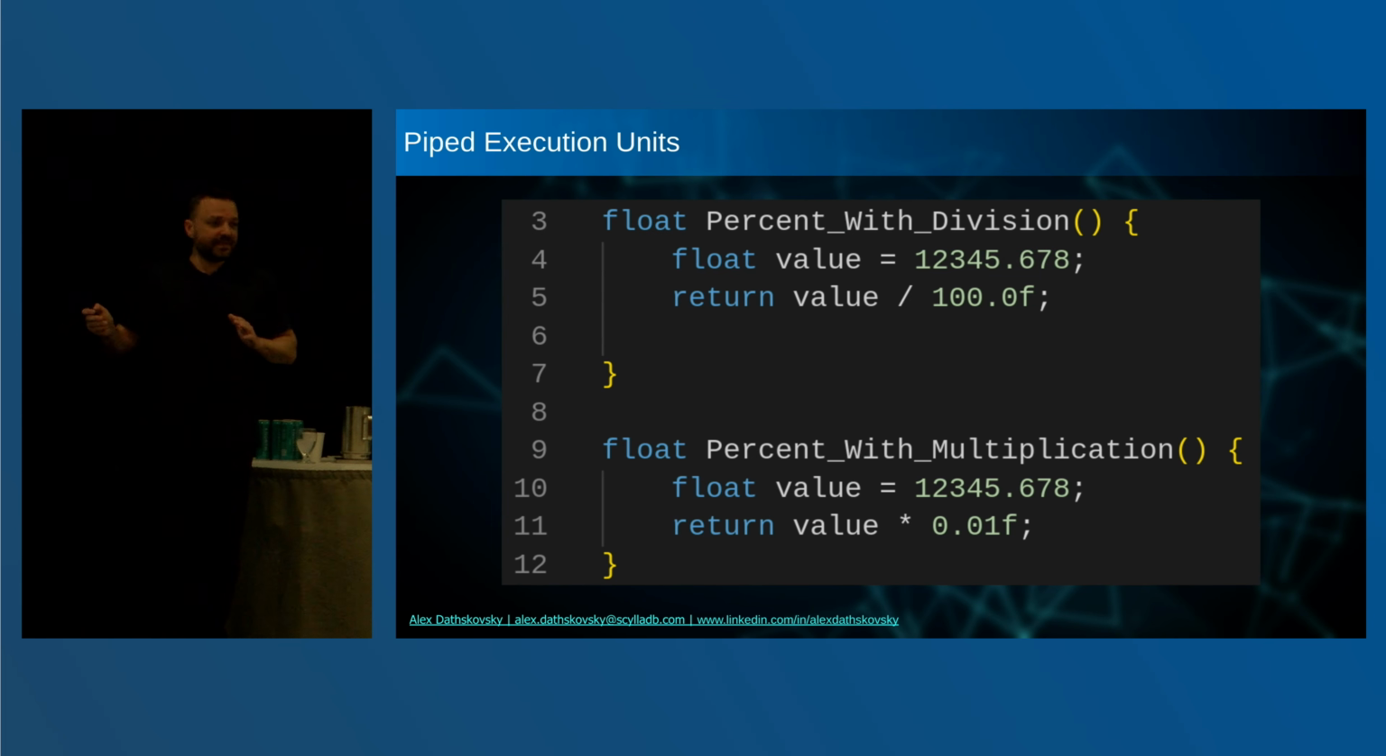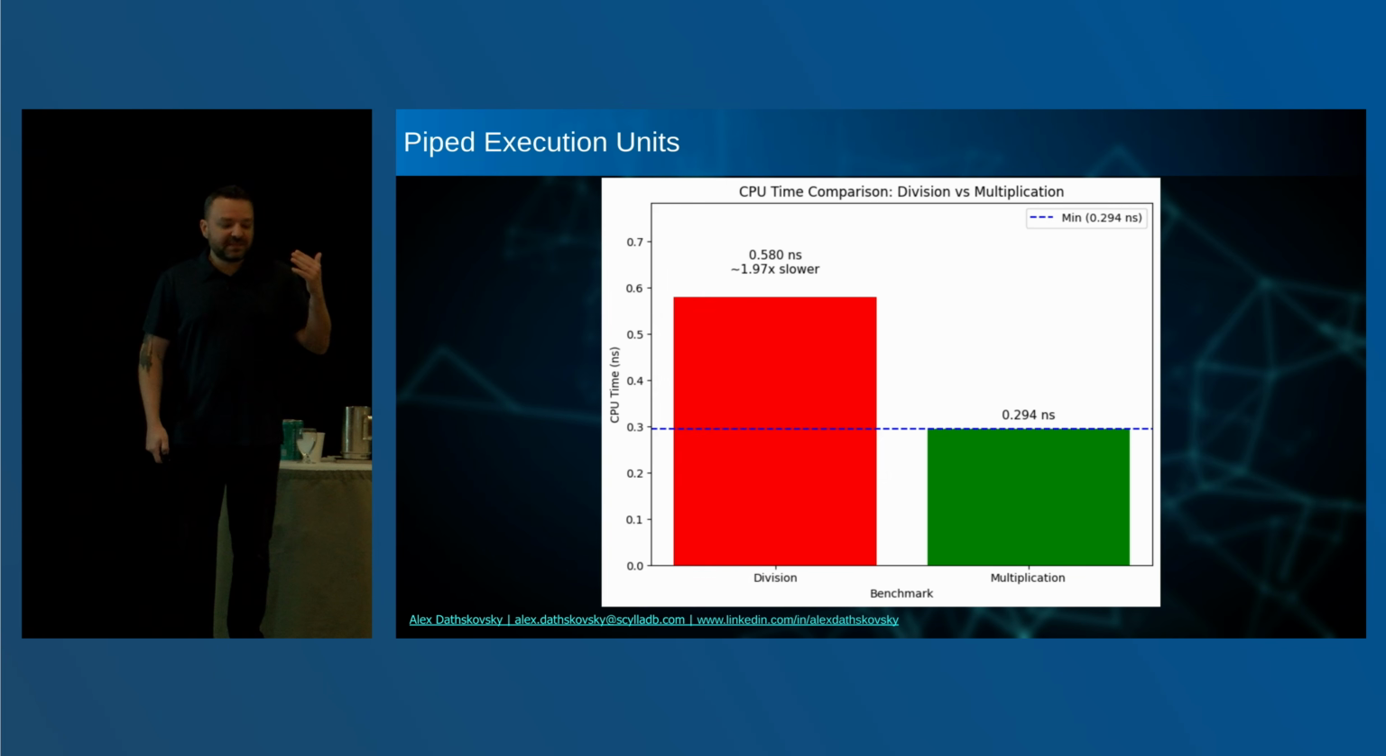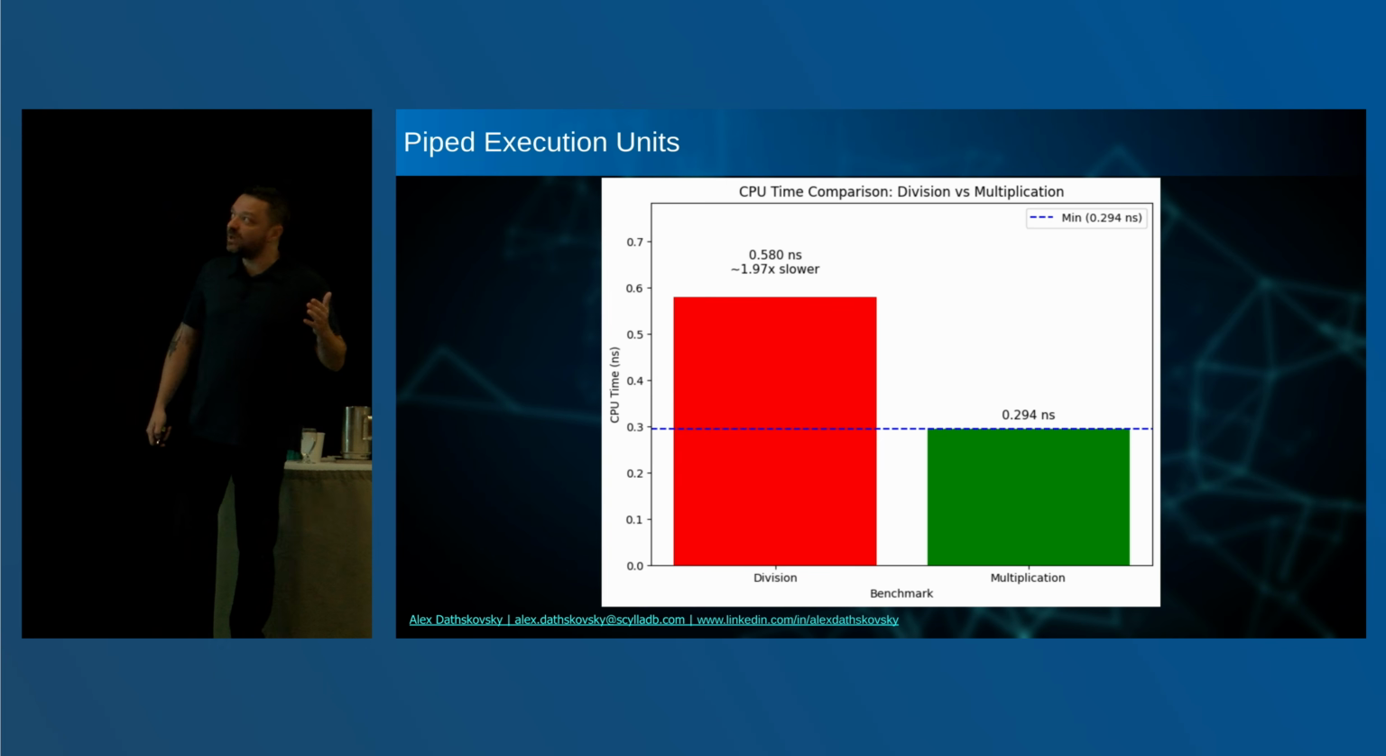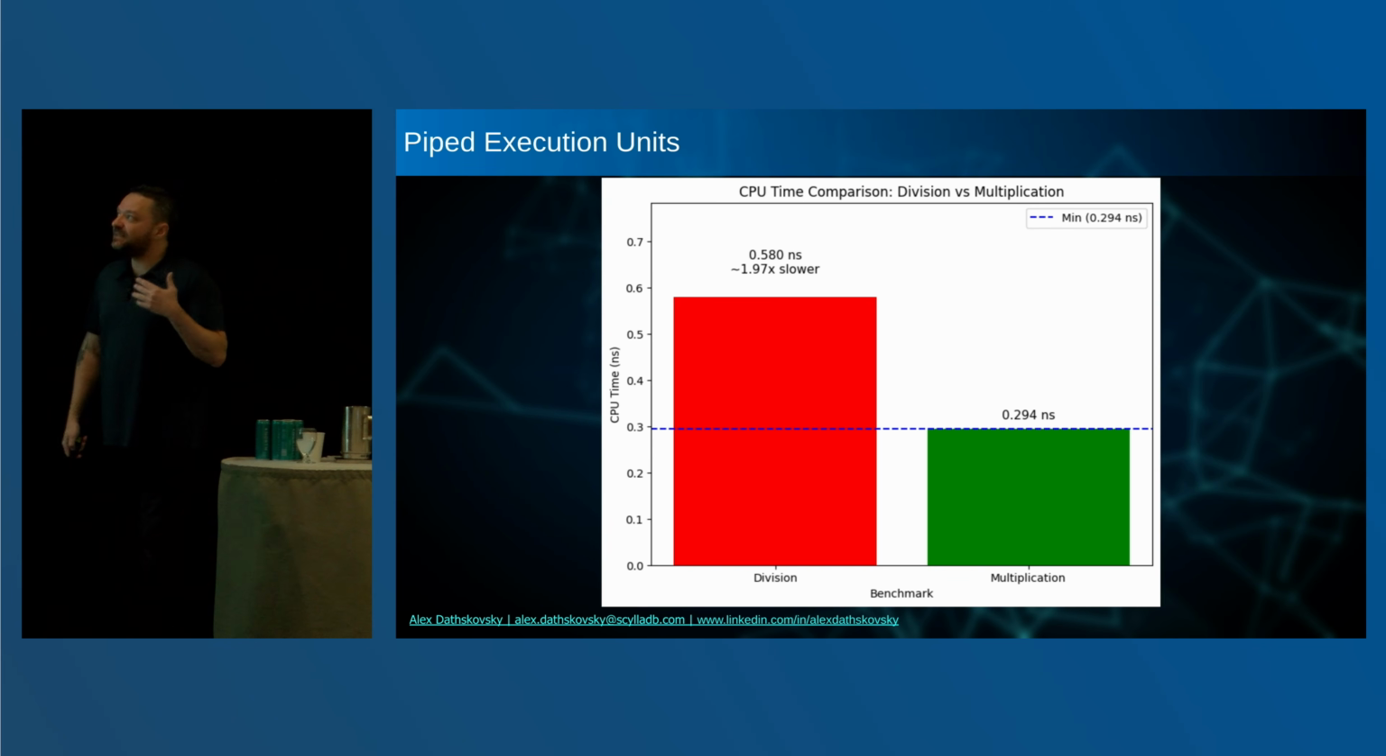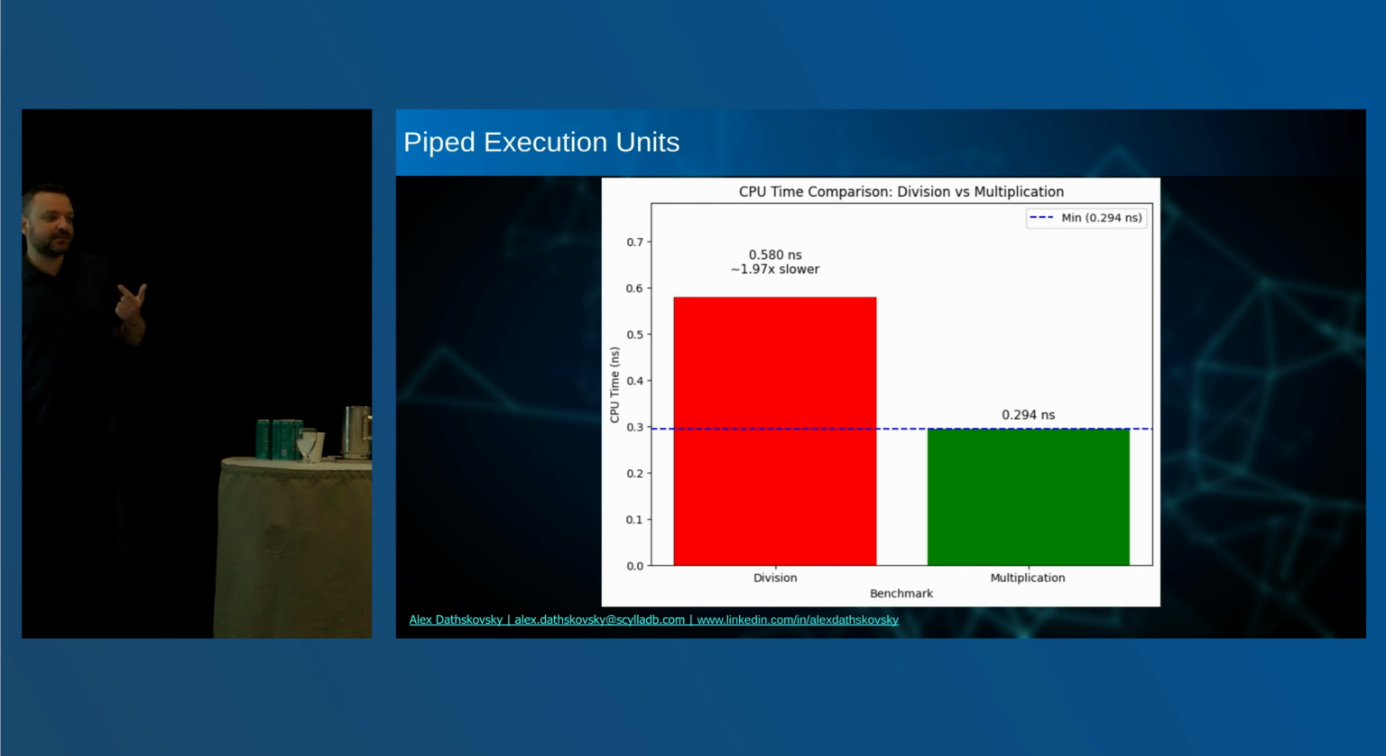And to understand that, here's a really simple example. We have 2 functions here. One function is dividing by 100 to get 1%. The other function is multiplying by 0.001. Basically, the result is the same. But if we look at the benchmark, multiplication is almost 2 times faster than division.